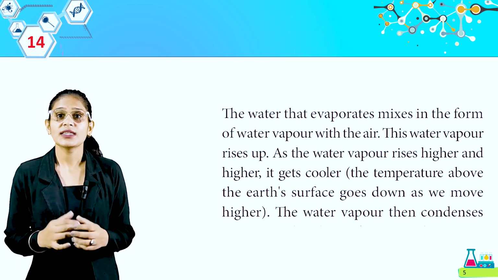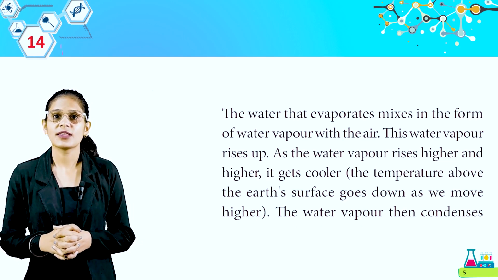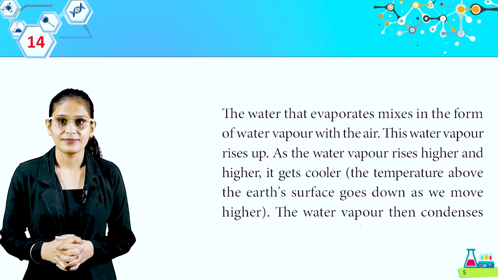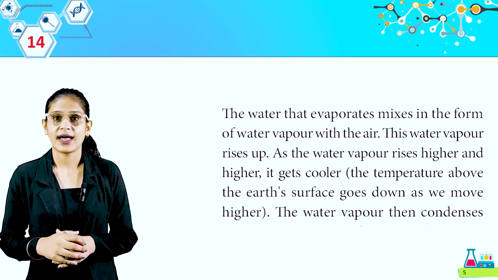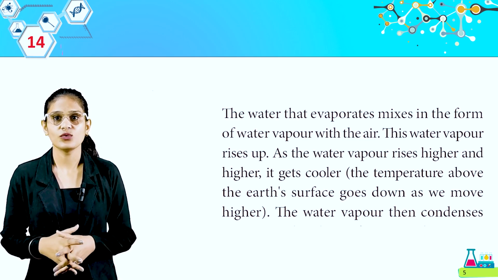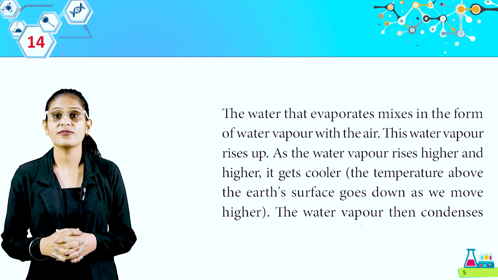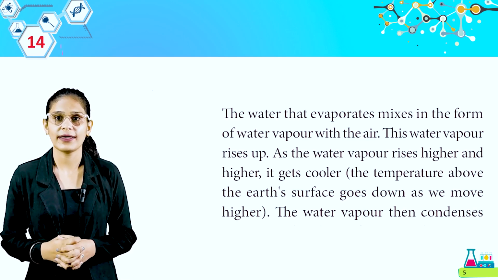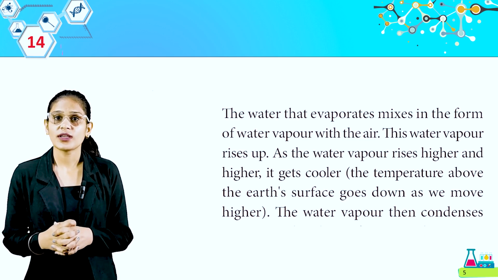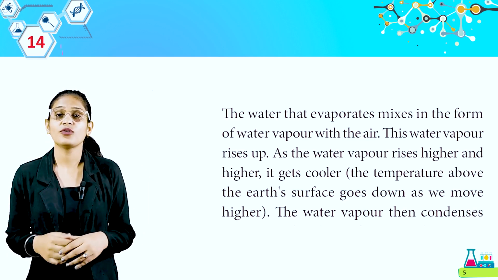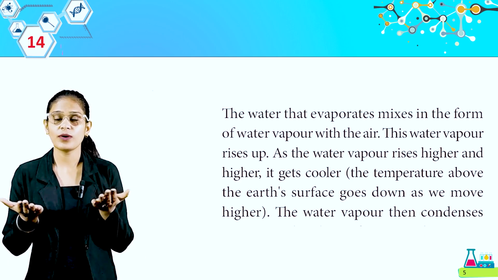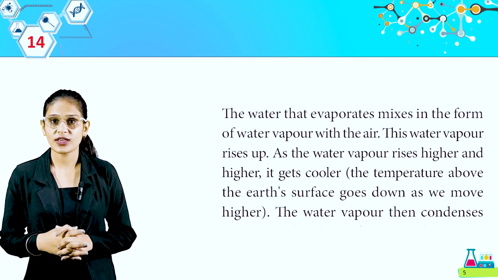Okay students, the water that evaporates mixes in the form of water vapor with the air. This water vapor rises up. As the water vapor rises higher and higher, it gets cooler. The temperature above the earth's surface goes down as we move higher. So students, the water that evaporates, that water vapor mixes in the air, and as we go higher above the earth's surface, what happens to the temperature?